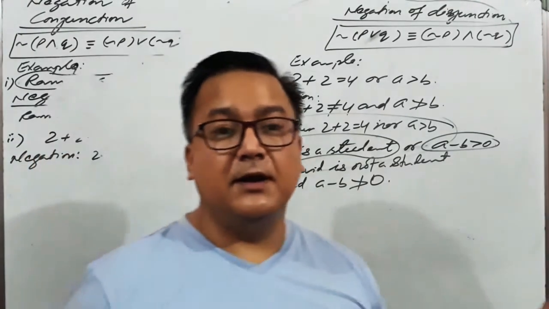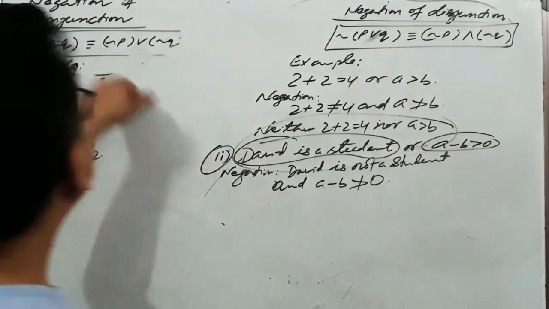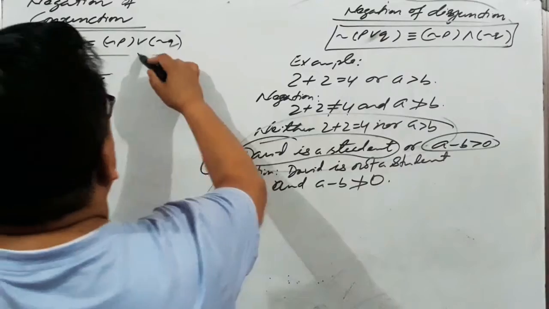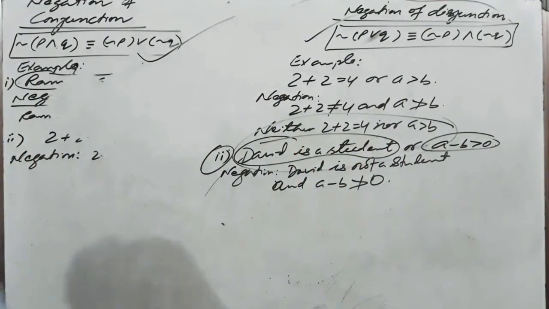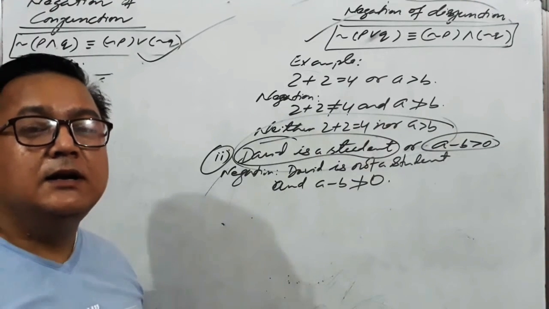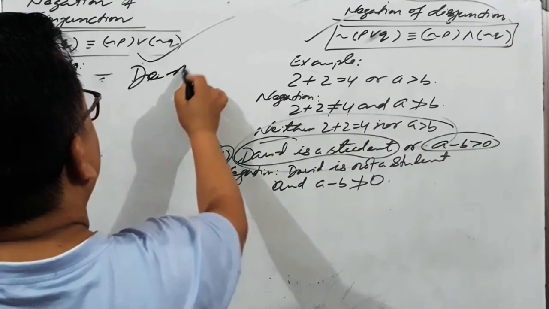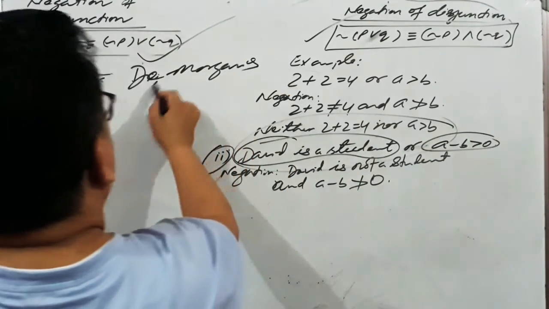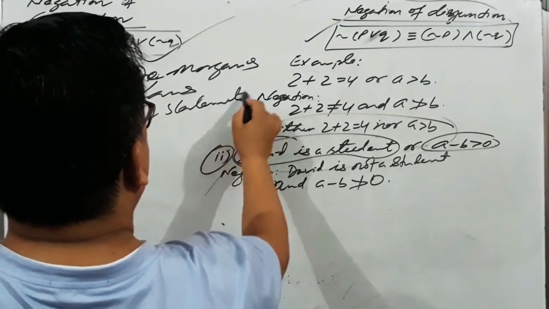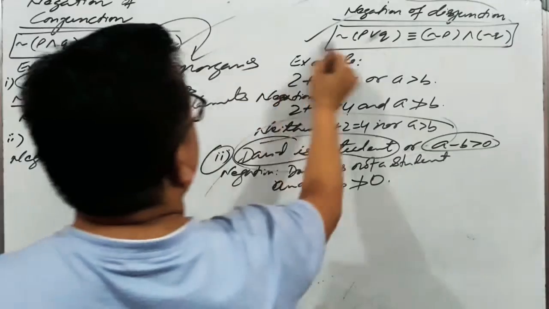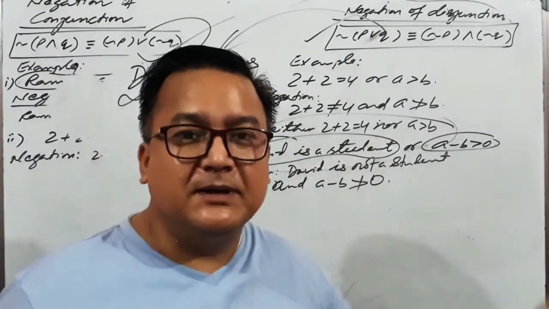I hope you are clear. You will use this formula for the negation of a conjunction, and this one for the negation of a disjunction. These formulas are also known as De Morgan's laws of statements. Both are known as De Morgan's laws of statements.